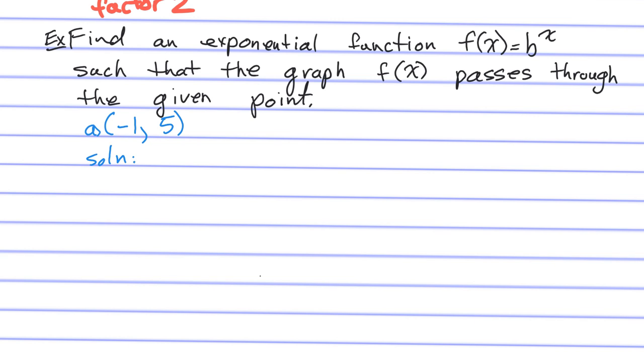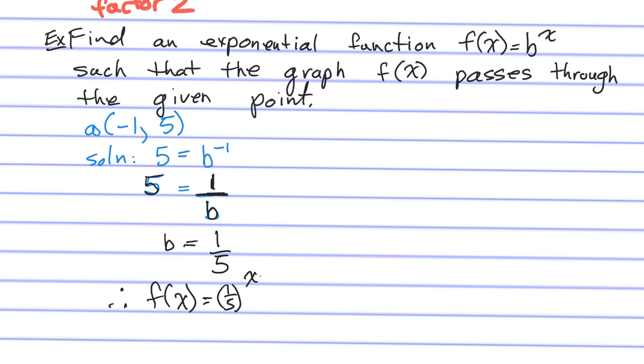Here is your solution. 5 is equal to b raised to the -1. You know that b raised to the -1 really means 1 divided by b is equal to 5. So now what we have to do with this problem is solve for b. In this case, you solve for b by flipping everything, and you end up with b is equal to 1 over 5. So therefore, the equation is f of x is equal to 1 over 5 raised to the x, and we're done.